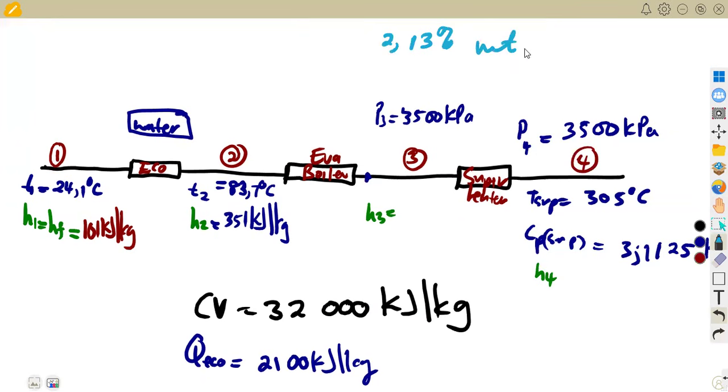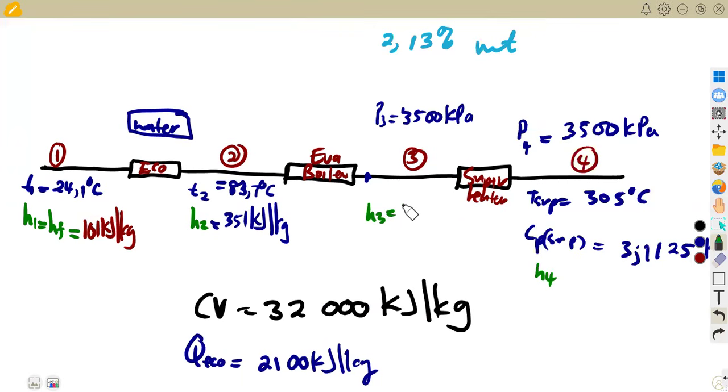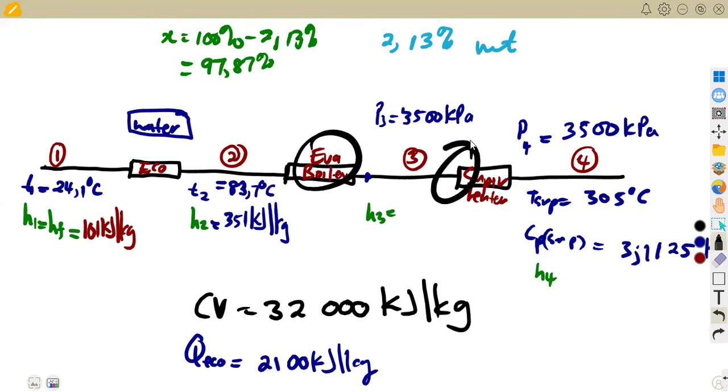2.13% wet. We never talked about being wet of a fraction. We talk about being dry, the dryness fraction. That is the one that we know from our calculation. So we need the dryness fraction, which is x. So from the wetness fraction, x is going to be 100% minus 2.13%, which is going to give us something like 97.87%. So that means here at the output of the boiler, which is the entrance of the superheater, x representing our dryness fraction is going to be 0.9787 as a decimal.